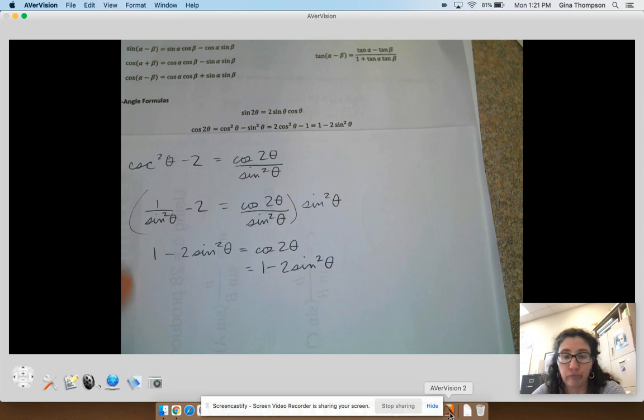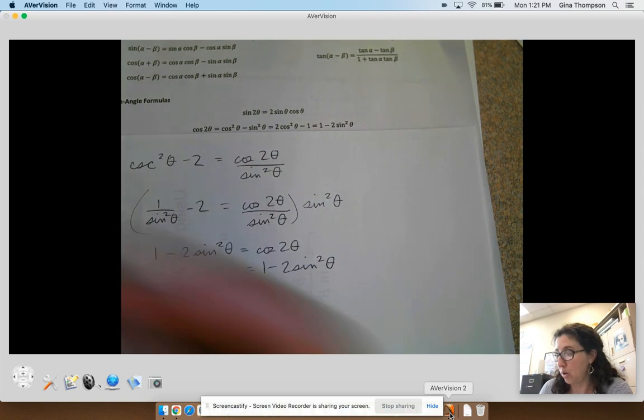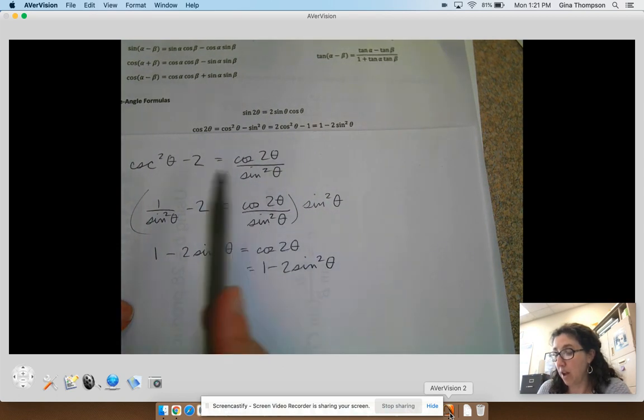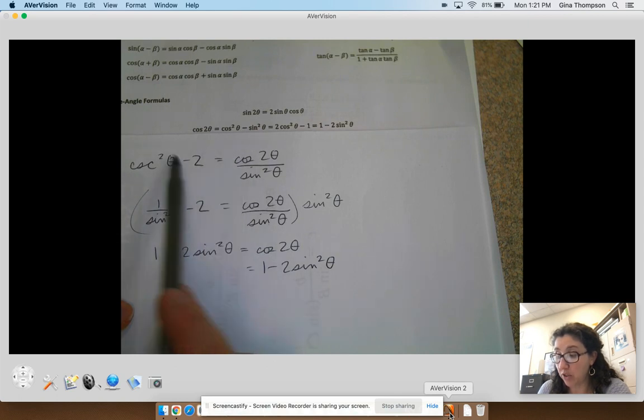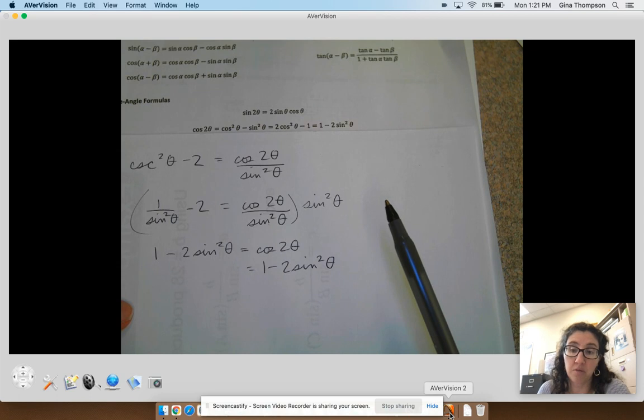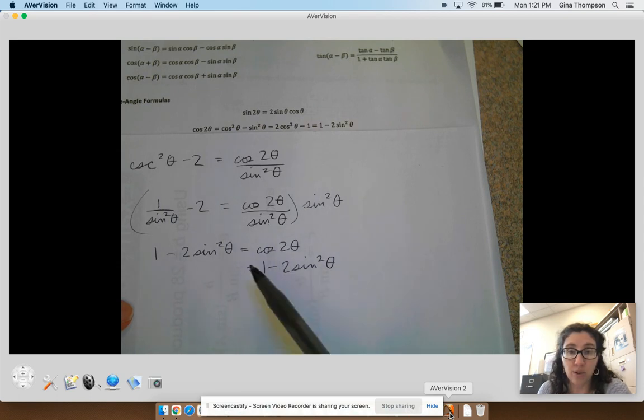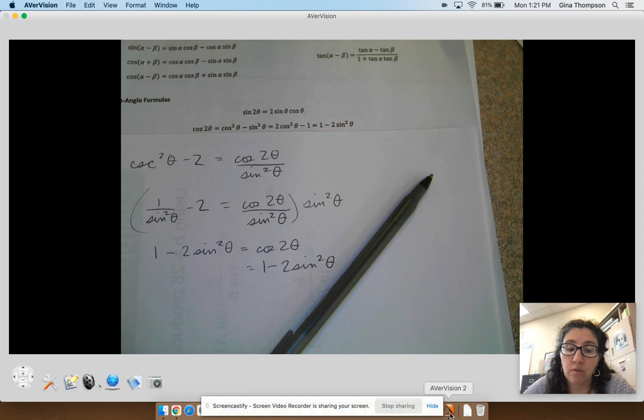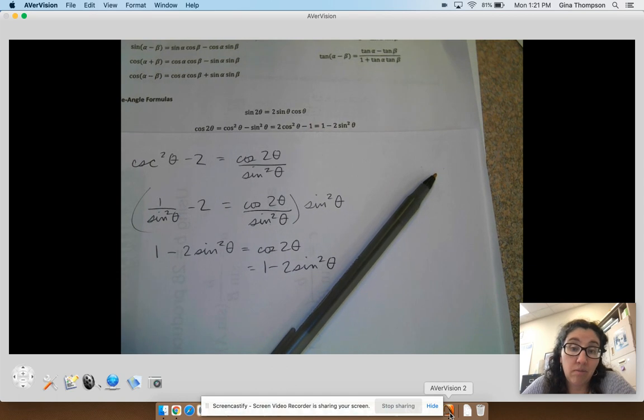There we go. Okay, so how did we solve this one? We wrote everything in terms of sine and cosine. That made it a little bit more clear that I should multiply both sides by sine squared. There's probably other orders that you could do things in to show that identity.